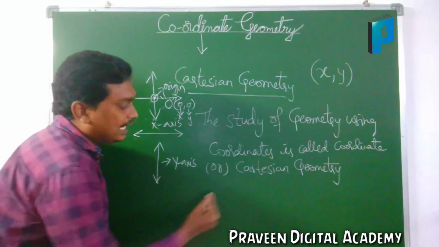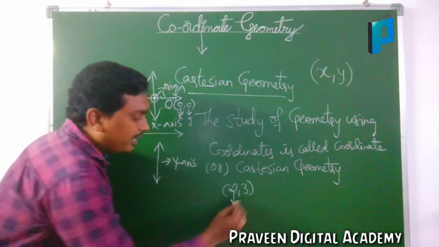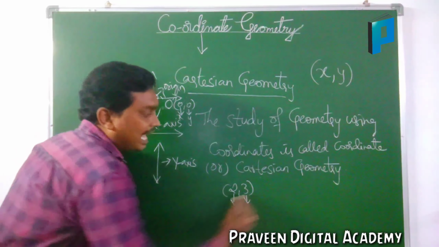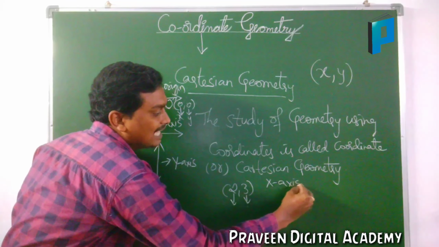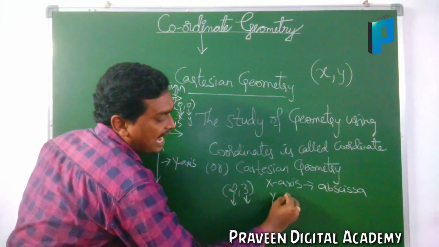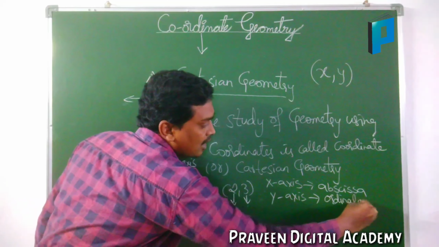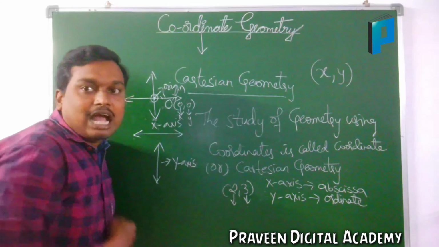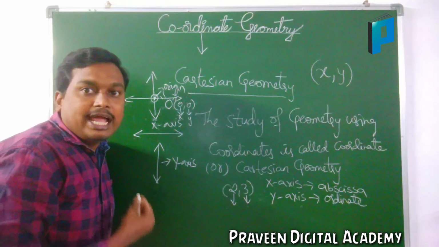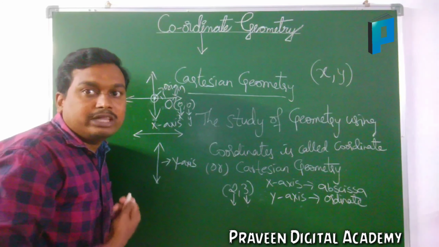If you have a point like 2, 3 in the Cartesian plane, here 2 is the x coordinate and 3 is the y coordinate. The x coordinate is also called the abscissa, and the y coordinate is also called the ordinate. Another name for x is abscissa, and another name for y is ordinate.